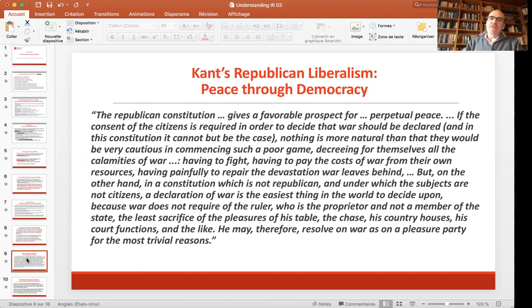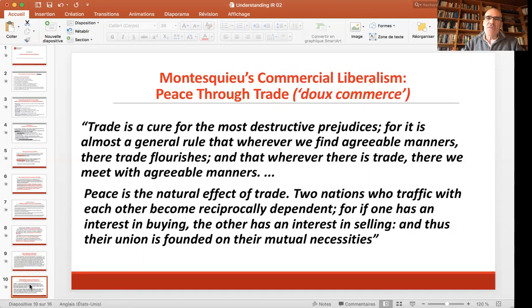Second, the substantive idea of interwar idealists or of liberal internationalism: peace through economic exchanges, economic interdependence, or trade. This idea goes back to the French philosopher of the 18th century, Montesquieu, who in The Spirit of Laws, De l'esprit des lois, had put forward his famous doux commerce thesis. Doux commerce is translated in English by the expression "trade, not invade."